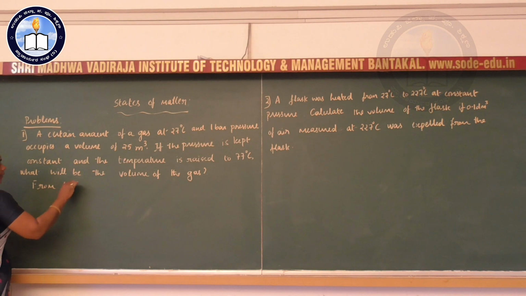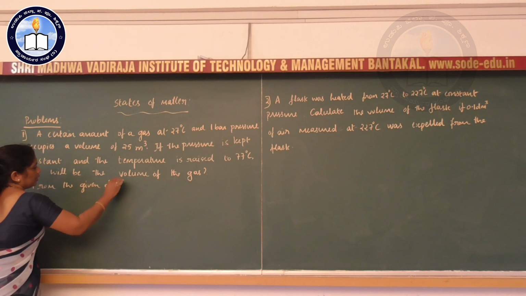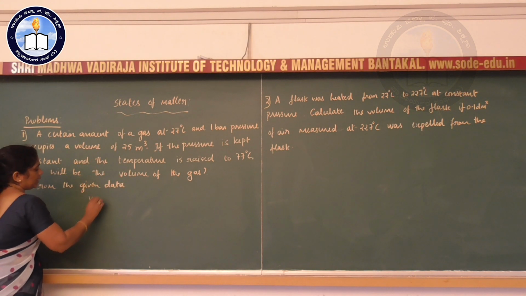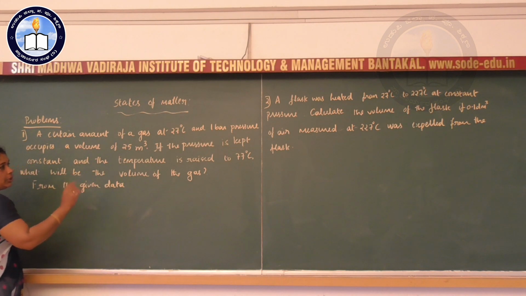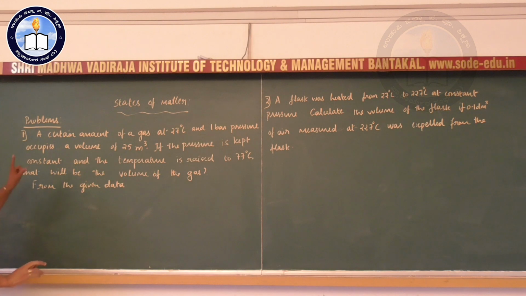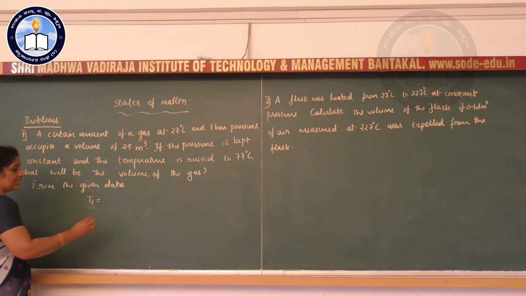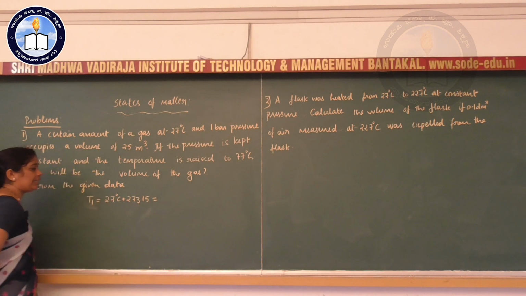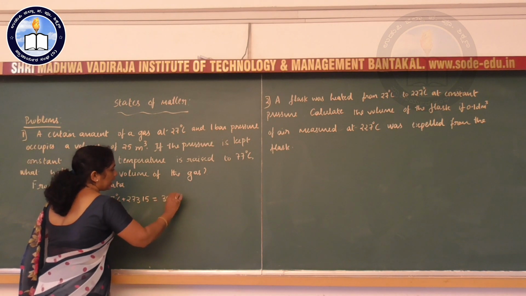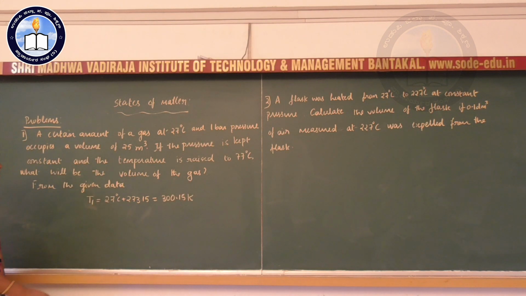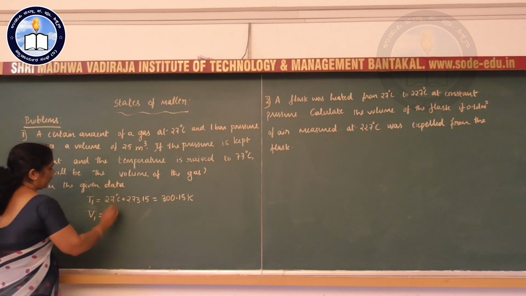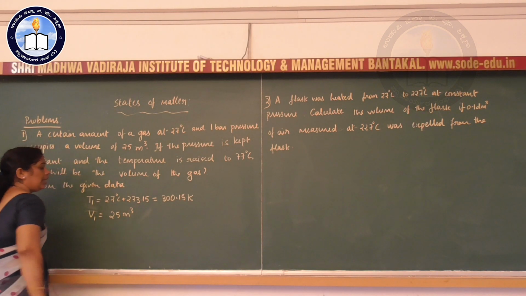From the given data, we can write at 27 degrees Celsius, 1 bar pressure is there. So I will write temperature 27 degrees Celsius, 1 bar pressure, but pressure kept constant. So at temperature 27 degrees Celsius, I write it in terms of Kelvin. By adding 273.15, it will become 300.15 Kelvin. The volume is 25 meter cube. Let the unit be meter cube only.